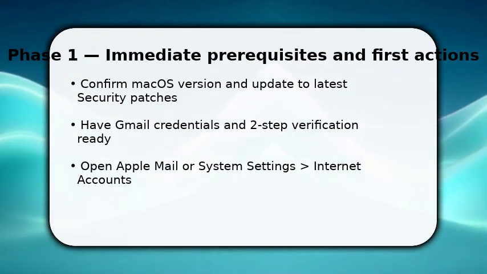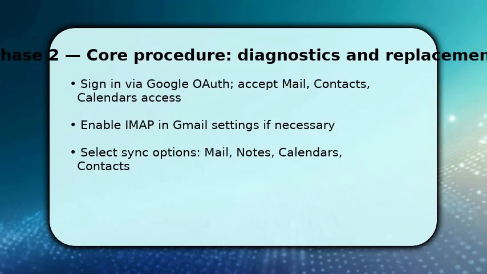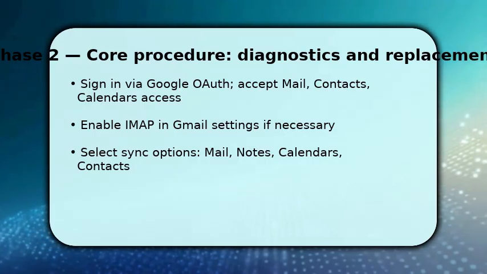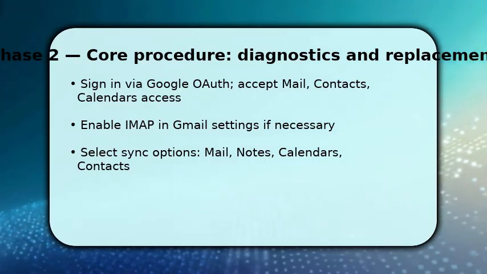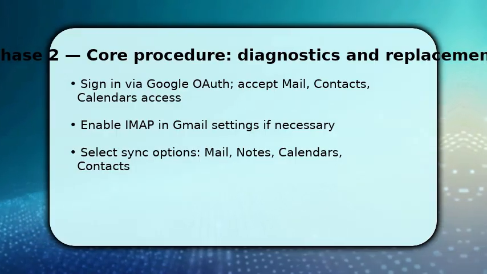Now complete the Google sign-in and authorization process. This is why you use the built-in option: secure OAuth tokens rather than manual passwords. You'll confirm permissions for mail, contacts, and calendars. Make sure each toggle you need is turned on.